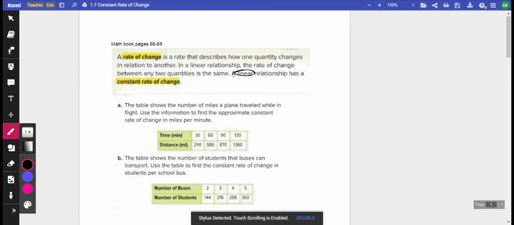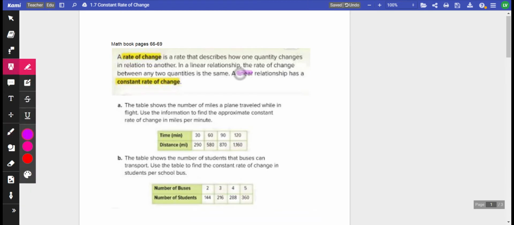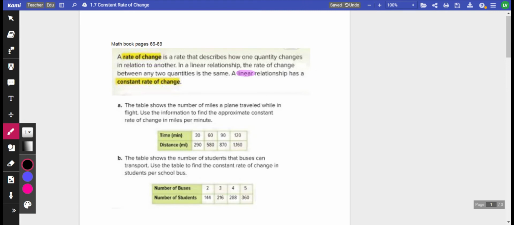The word linear means a line when you were to draw it. So in order to have a straight line, it must have a constant rate of change. So I'm going to abbreviate this, constant rate of change. So it looks like the word croc, like a crocodile, but I will always read it as constant rate of change.